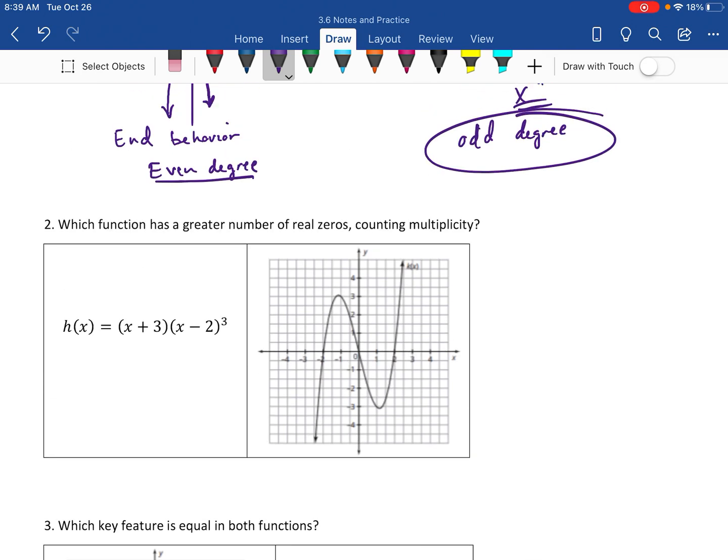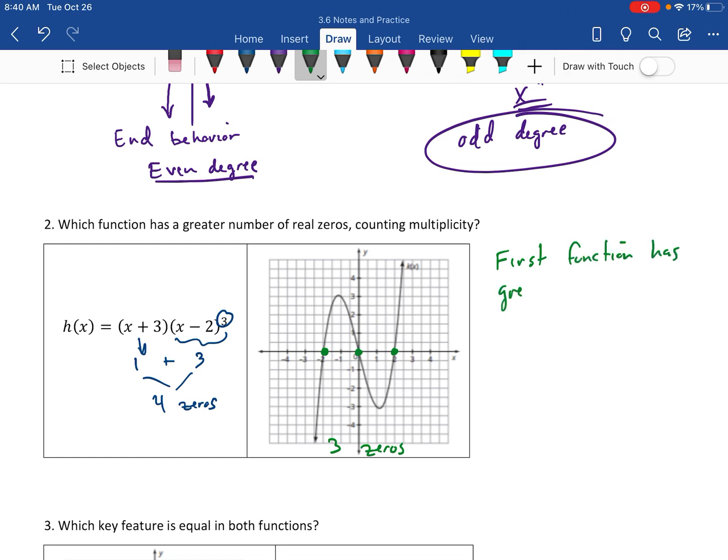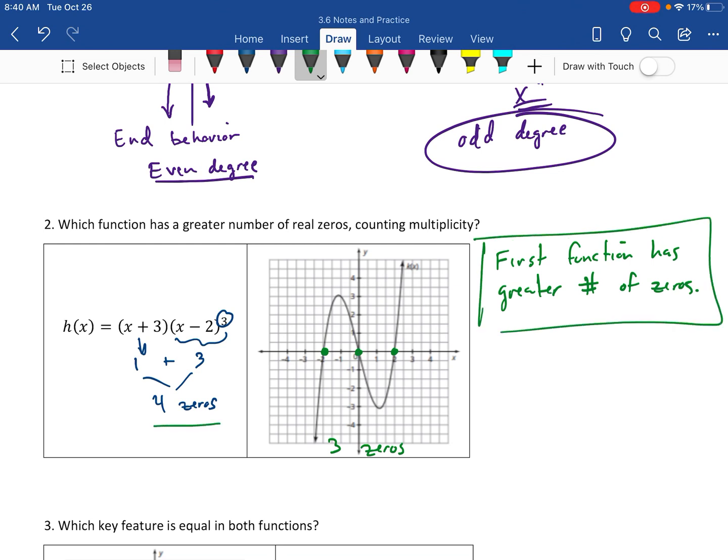Number 2 says which function has a greater number of zeros? Again, counting multiplicity. This will have 1 zero, and this, since it's an exponent of 3, will have 3 zeros, which will give me 4 zeros total. The second graph has 1, 2, 3 real zeros. So the first function has a greater number of zeros. And I showed that.